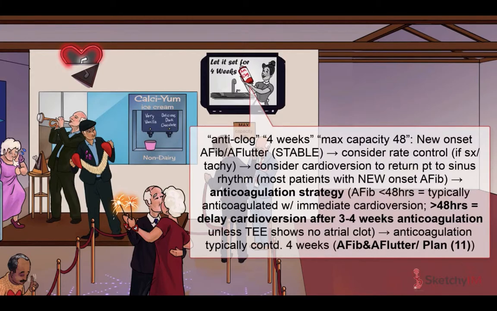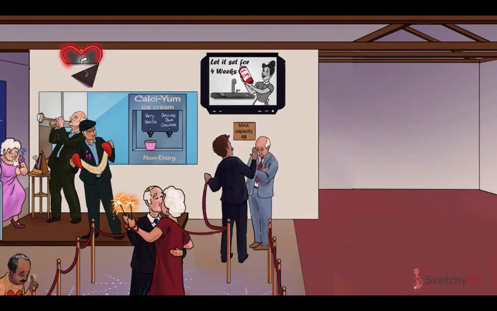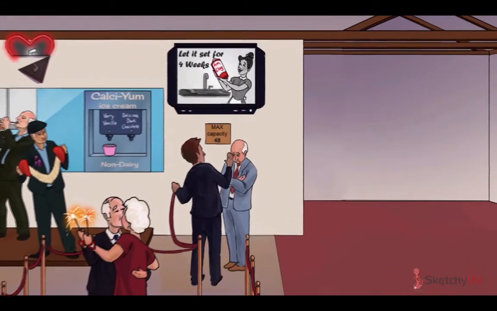If new onset AFib has been present for greater than 48 hours, or it's unclear how long the arrhythmia has been present, the risk of atrial clot formation is high enough to warrant at least 3 weeks of therapeutic anticoagulation prior to cardioversion. Some experts say 4 weeks. So, in this scene, the guy next to the 48 max capacity sign is being halted, not allowed on the cardioversion dance floor. And above, the old-timey commercial advertises 3 to 4 weeks of anti-clog anticoagulation.